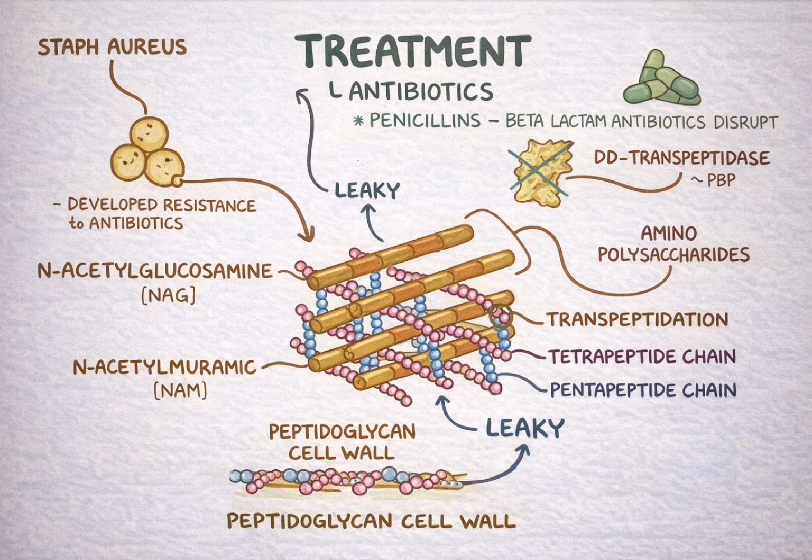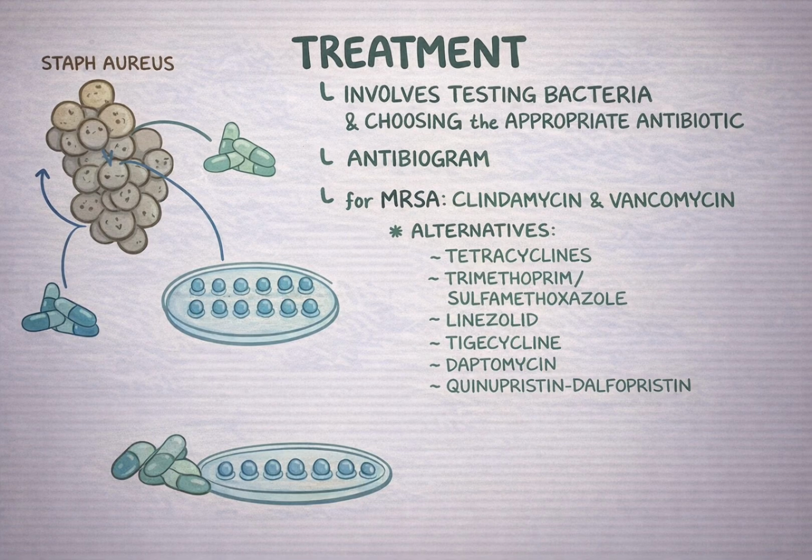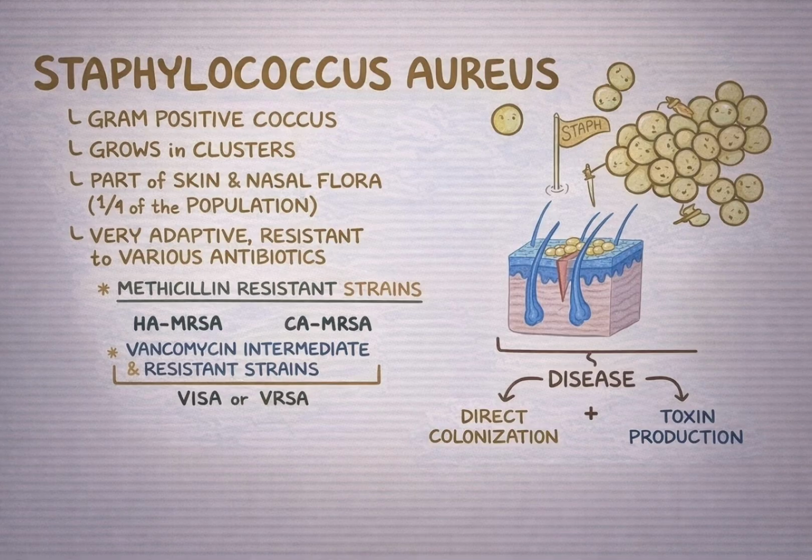Normally, bacterial infections are treated with antibiotics, but Staphylococcus aureus is very good at becoming resistant. Many strains produce enzymes that break down common antibiotics like penicillin. Some strains, known as MRSA, methicillin-resistant Staphylococcus aureus, are resistant to even stronger antibiotics. Because of this, doctors often have to use alternative antibiotics like vancomycin, although resistance to that is also starting to appear. So overall, Staphylococcus aureus is a very common bacterium that usually lives harmlessly on our skin, but under the right conditions, it can cause anything from mild skin infections to very serious, life-threatening diseases.